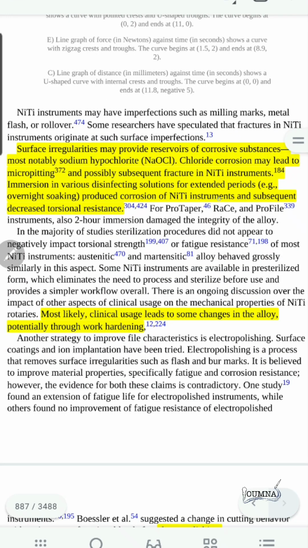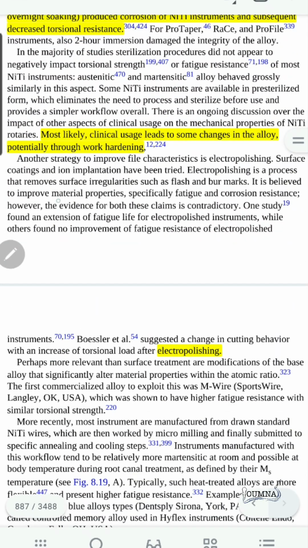The best way to sterilize nickel titanium instruments is by heat. Do not use any disinfecting solution. It will cause corrosion and micro pitting that will decrease the efficiency of the nickel titanium in the future.